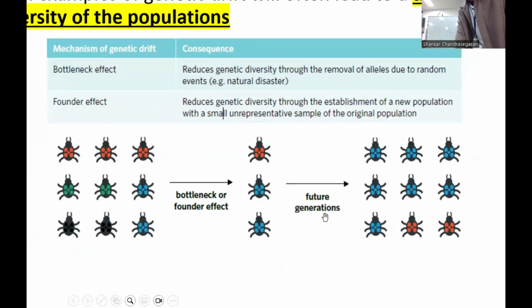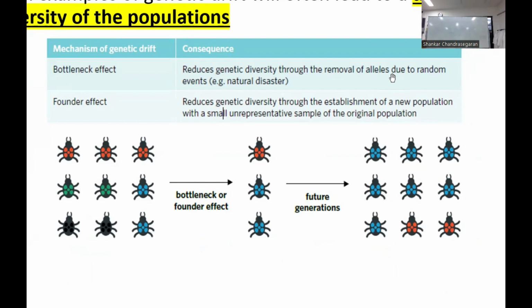So we can look at this and then we can model it with either the bottleneck effect or the founder effect. Let's try doing it with the bottleneck effect first, right? So this is a population of beetles. There's a high amount of genetic diversity that is present. There's orange beetles, there's green beetles, there's black beetles, and then there's blue beetles.